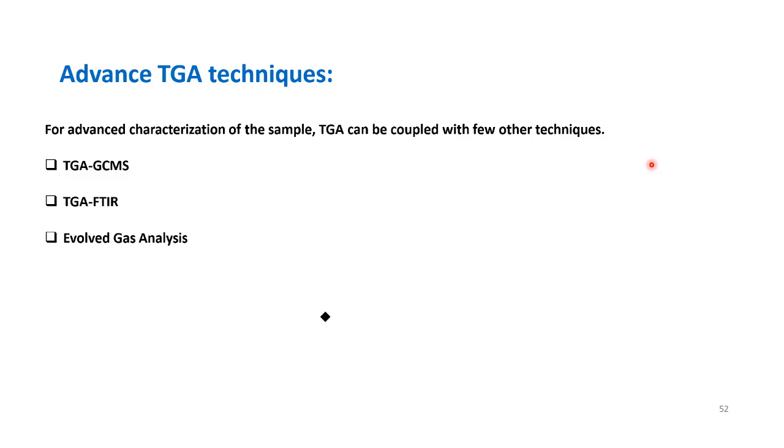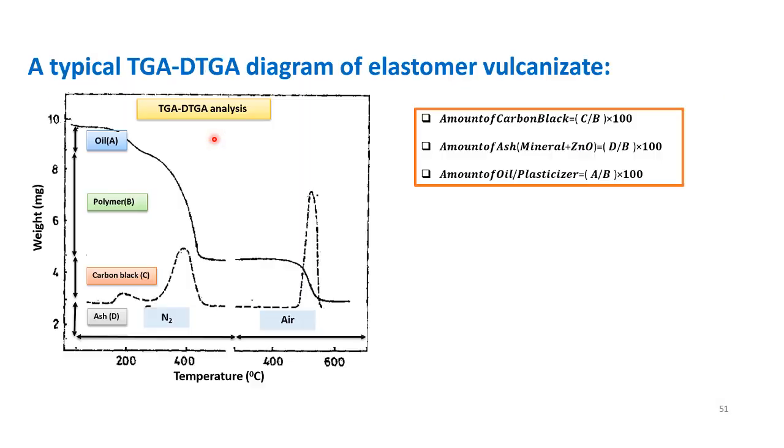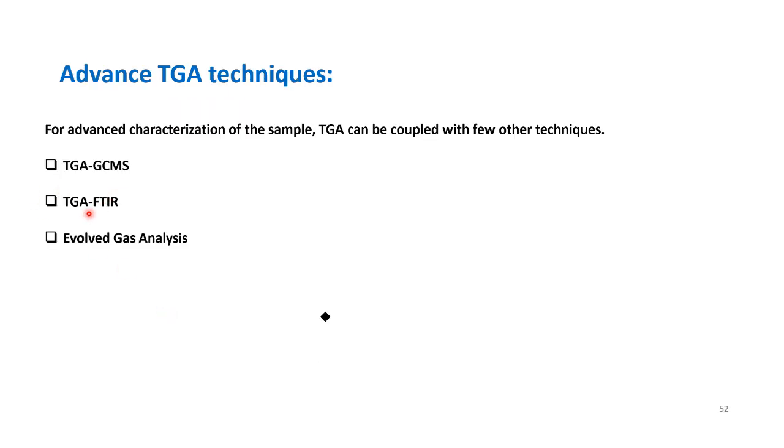As for the advantages of TGA, for advancement, it can be coupled with GC-MS or FTIR, because the tar which we get after this point can also be checked in FTIR. Upon degradation, we can check what kind of material is formed because of the thermal degradation. Also, the evolved gases can be analyzed with some other kind of characterization.